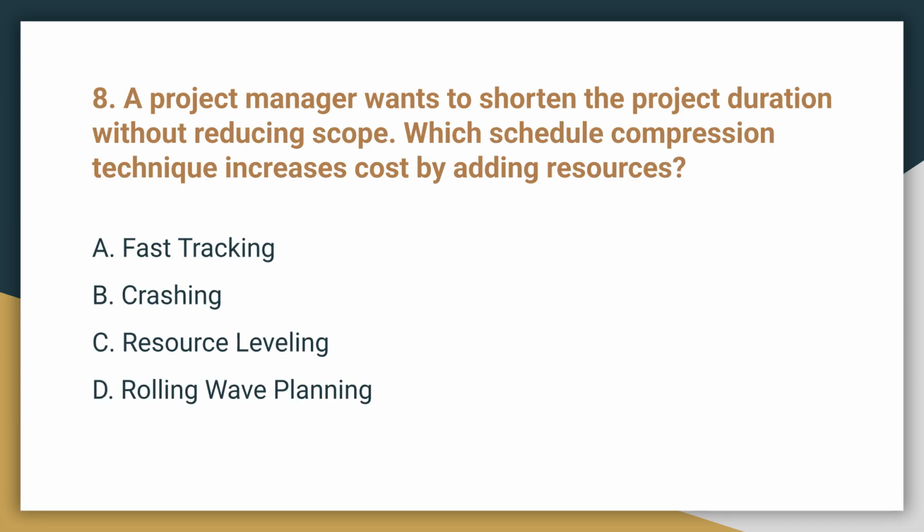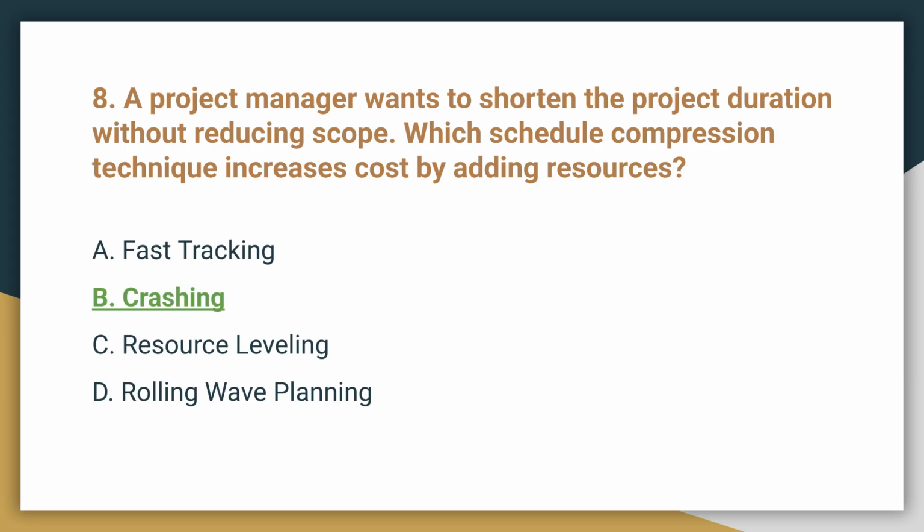Question 8. A project manager wants to shorten the project duration without reducing scope. Which schedule compression technique increases cost by adding resources? The correct answer is B, crashing. Crashing involves adding resources to critical path activities to shorten the duration, usually at an increased cost.